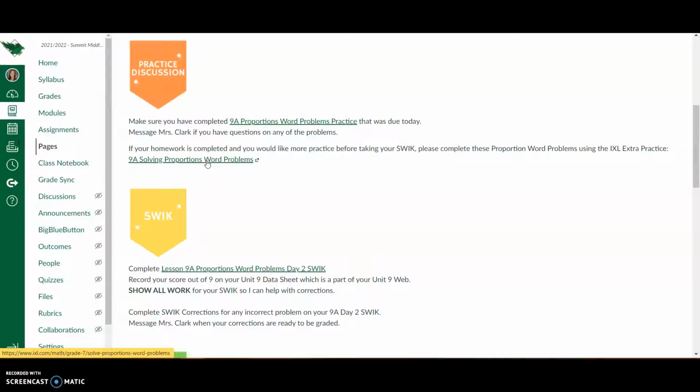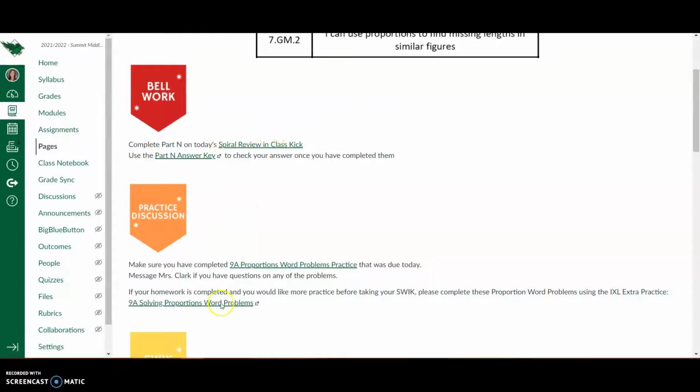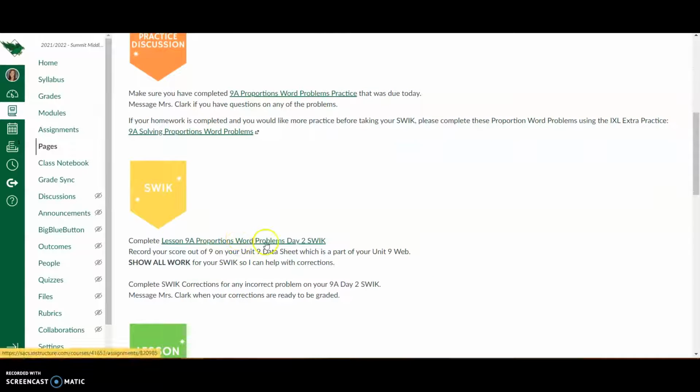Okay, next thing you're going to do is take your SWIC. So it is word problems day 2, just like what you did on your homework. So you have 2 questions on your bell work that were word problems. You had 10 questions on your homework that were word problems. And then our SWIC today is 3 questions. When you're done, you're going to record your score out of 9 on your data sheet.